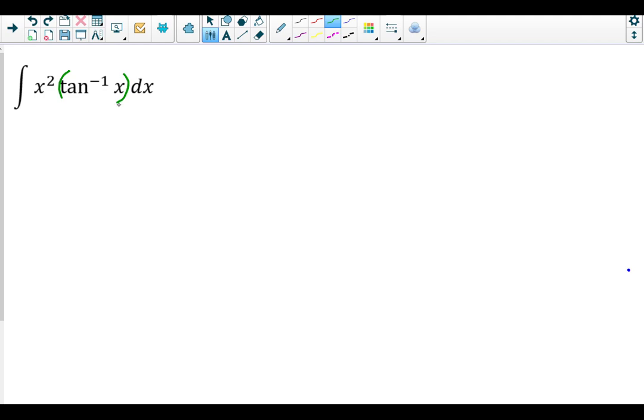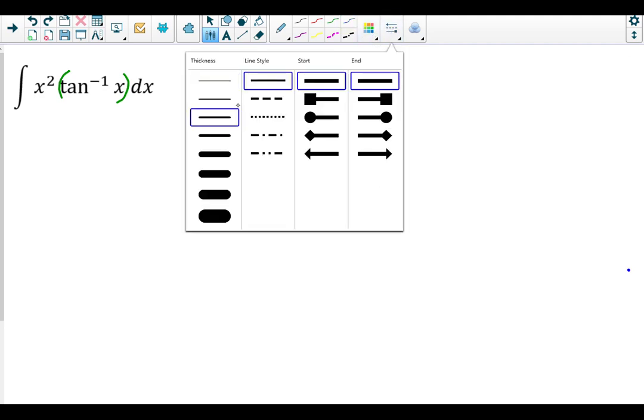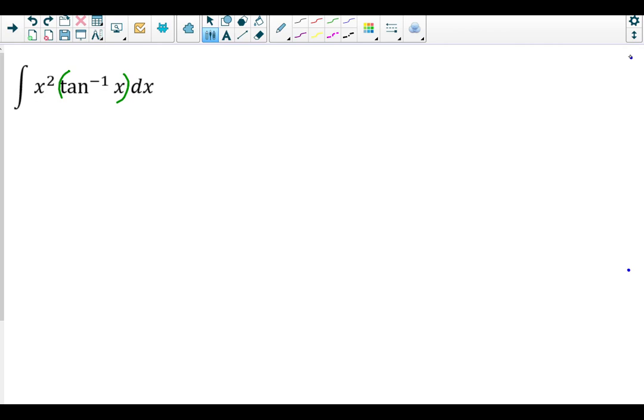Therefore, we're going to try to use integration by parts. Here is the deal though. Which one should we use as u and which one should we use as dv? Now, you could go through the trial and error process. If you let u be x squared and dv be tangent inverse, you would have to integrate tangent inverse to go from dv to v.